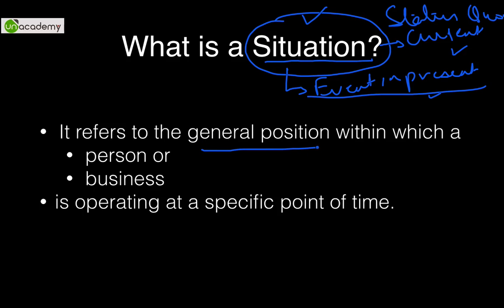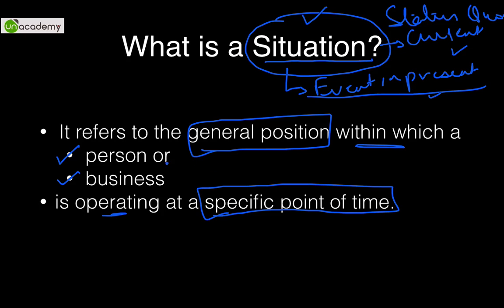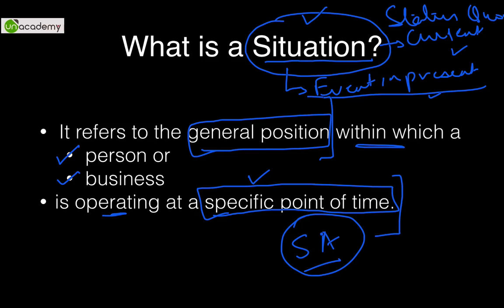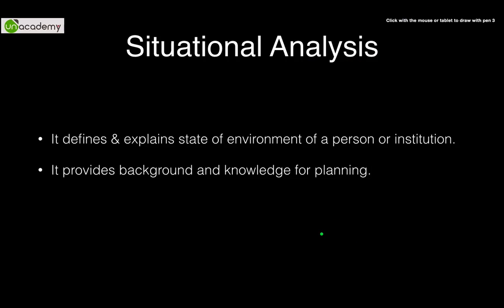It refers to a general position or an event within which a person or a business is operating at a specific point of time. A general position where a person or a business operates at a given point of time is known as a situation. That position can be anything, and that point of time may be any point of time. Wherever he is operating, at whichever point, is the situation he is in. When we start to analyze his position with respect to this point in time, it is known as situational analysis, or SA.